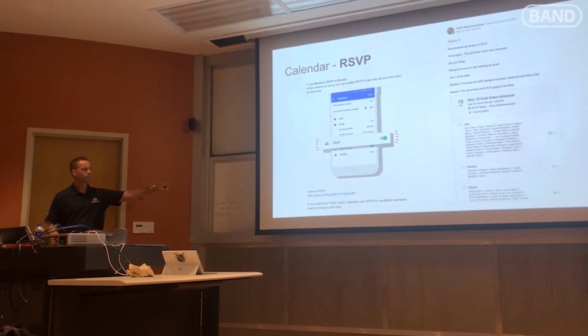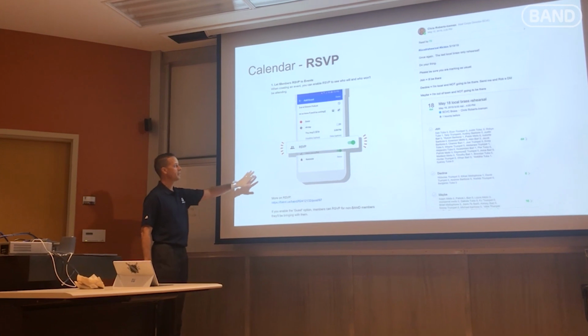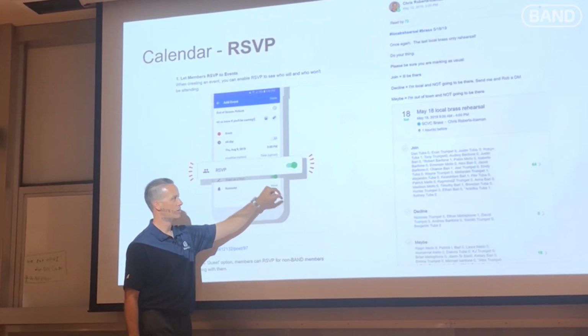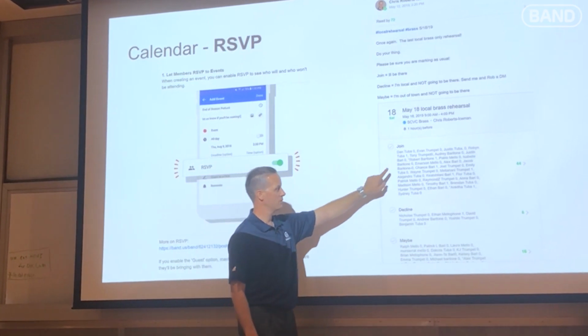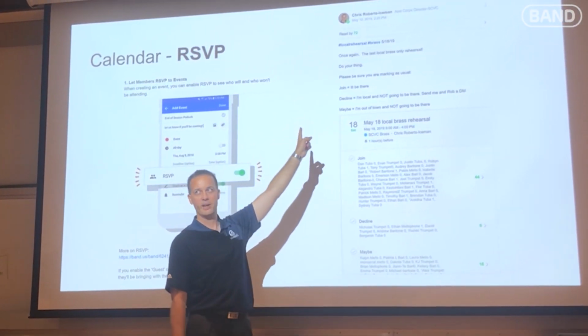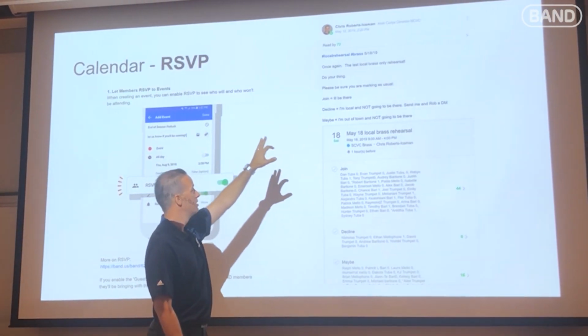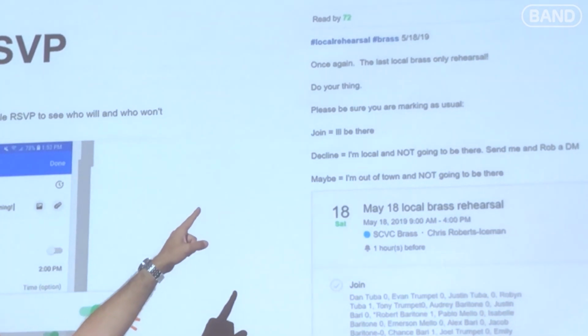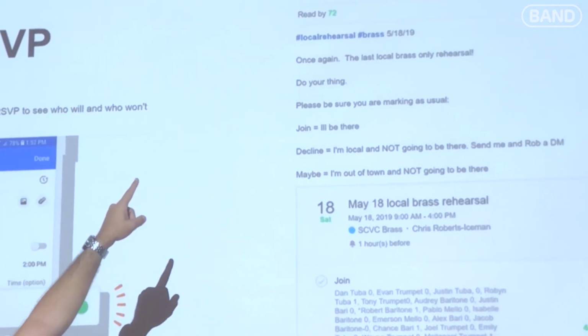So the RSVPs work very simply. When you set up the event, you can tap there. You can share it as a post, reminder, all that kind of stuff is on here. And then when you open the post, this is what it looks like. You'll see I used hashtags, I'll get into this later. This post was local rehearsals, brass only, and the date of the rehearsal.